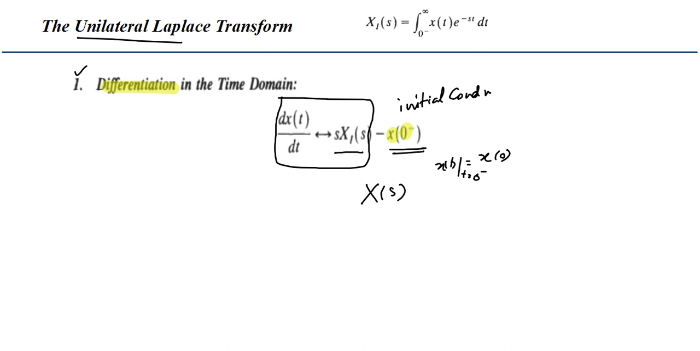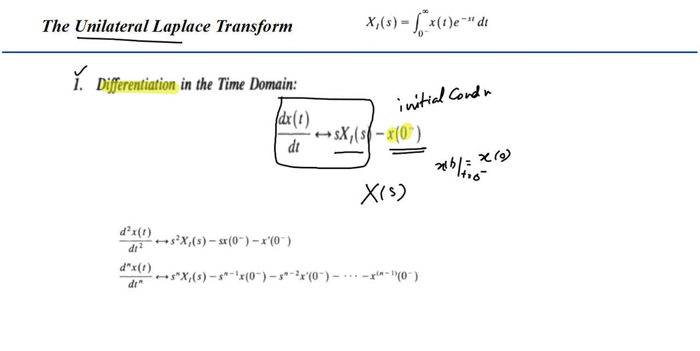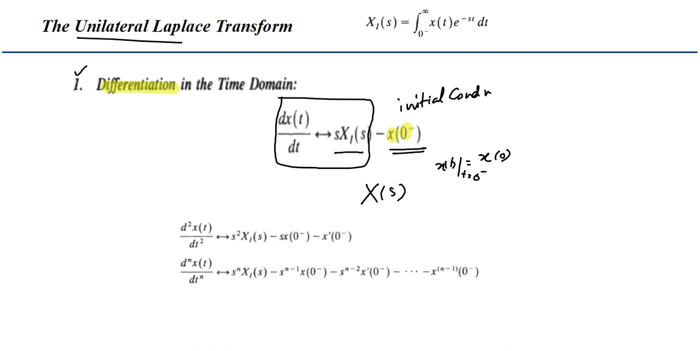Now we will take a generalized case, for d square by dt square of x of t. At that time you will write s square into the one-sided Laplace transform, minus s into x of 0, minus x dash of 0. This x dash of 0 is actually d by dt of x of t at t equal to 0 minus, or 0. That's the meaning of x dash of 0.